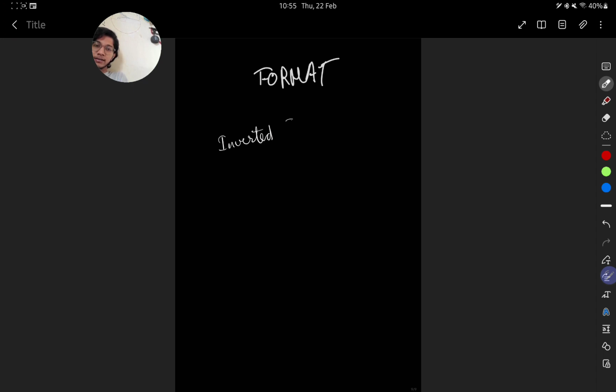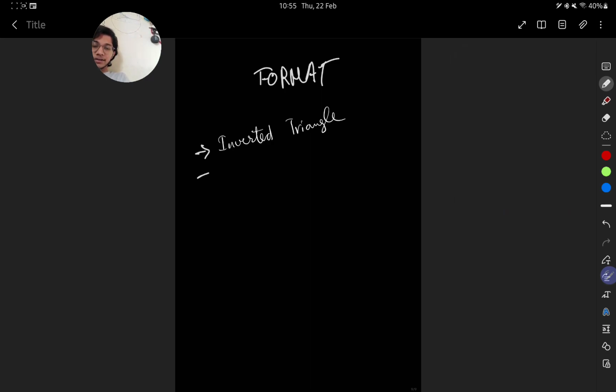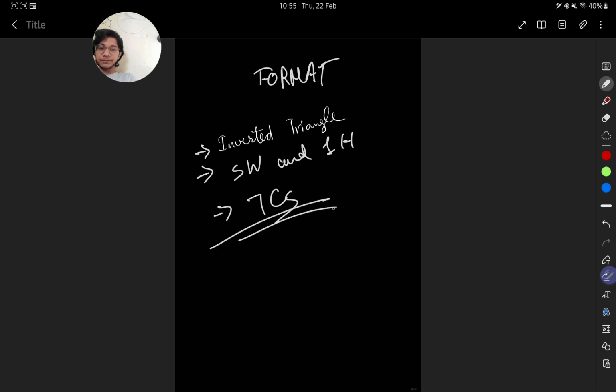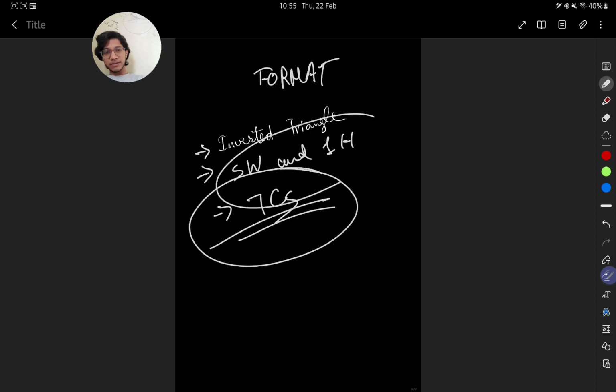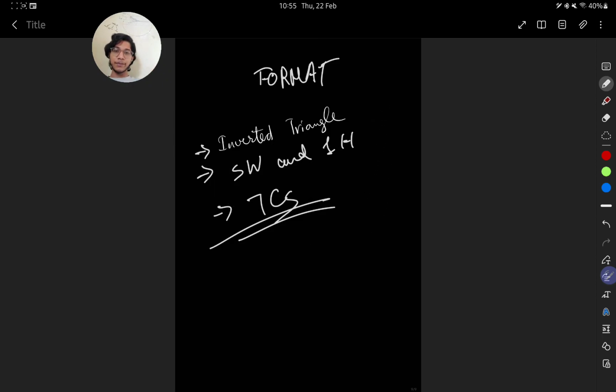Inverted triangle. Second is the 5 W's and 1 H. The third are the 7 C's. So 7 C's and 5 W's and 1 H, all three of these are a must in a newspaper. Let me tell you why. So first let's start with the inverted triangle.